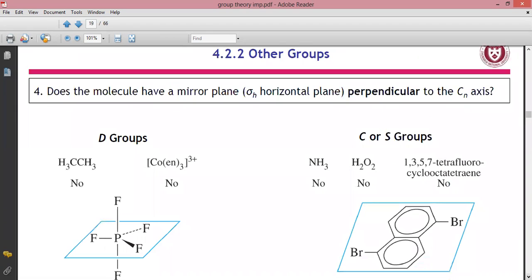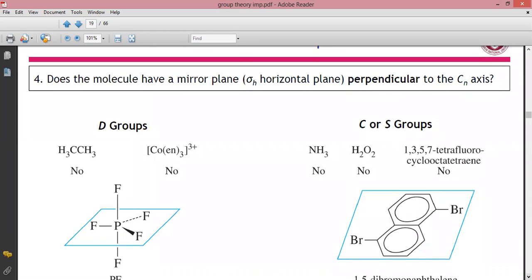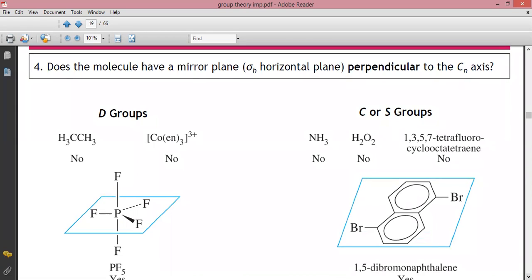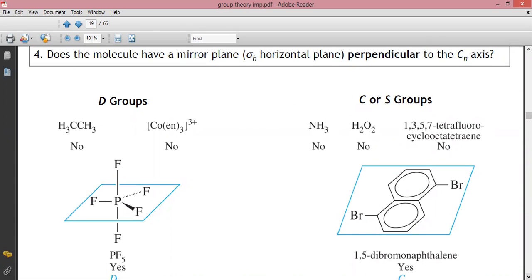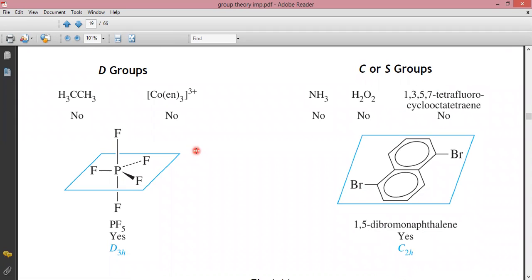So next example. If you see this, does the molecule have a mirror plane? Now we'll see the mirror plane in these molecules. There is some mirror plane present. In this case, there is a mirror plane present.